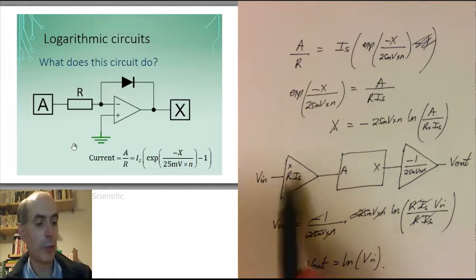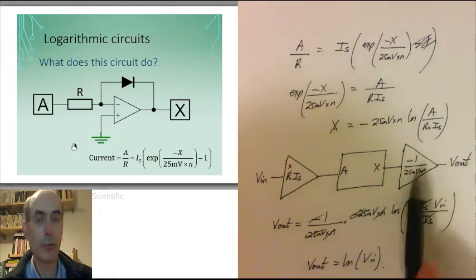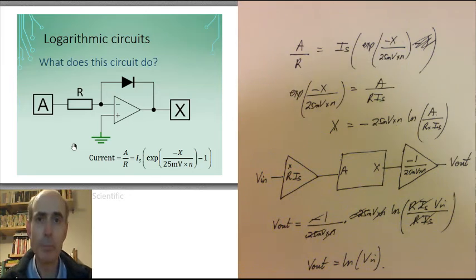We can build these circuits quite readily. They're just amplifiers with constant gains. So, we have built a circuit which will give me an output voltage which is the logarithm of the input voltage.